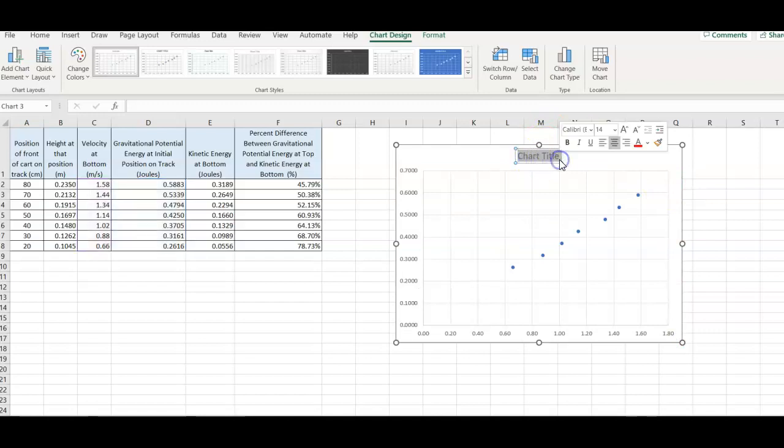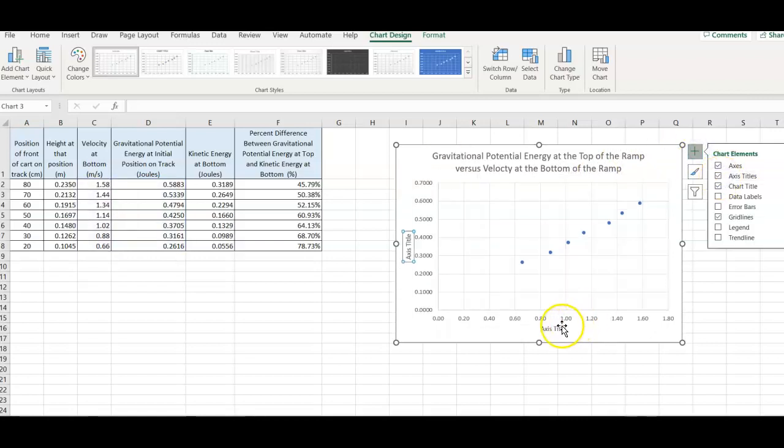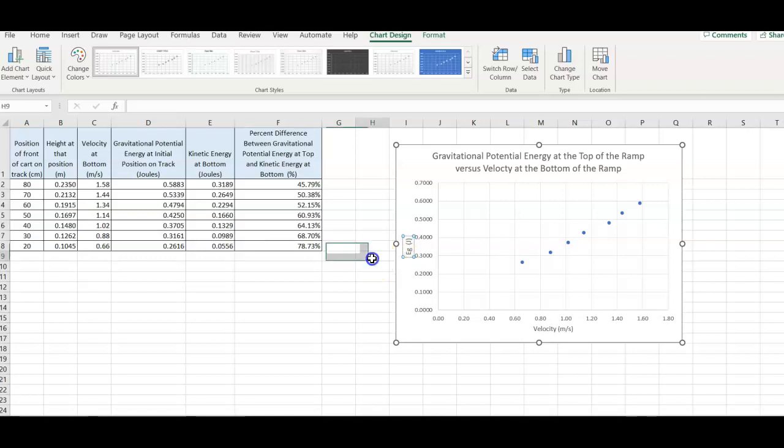And then we'll just get, so this is gravitational potential energy at the top of the ramp versus velocity at the bottom of the ramp. And we need some axis titles. Velocity will be on the horizontal axis, and I'm just going to say EG on the top, on the vertical axis.